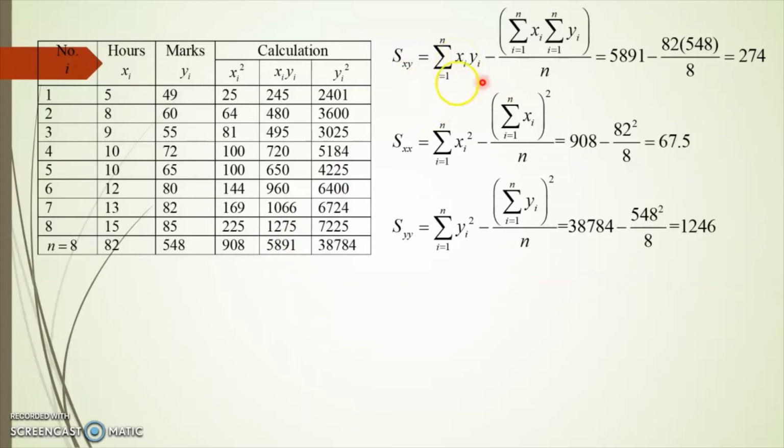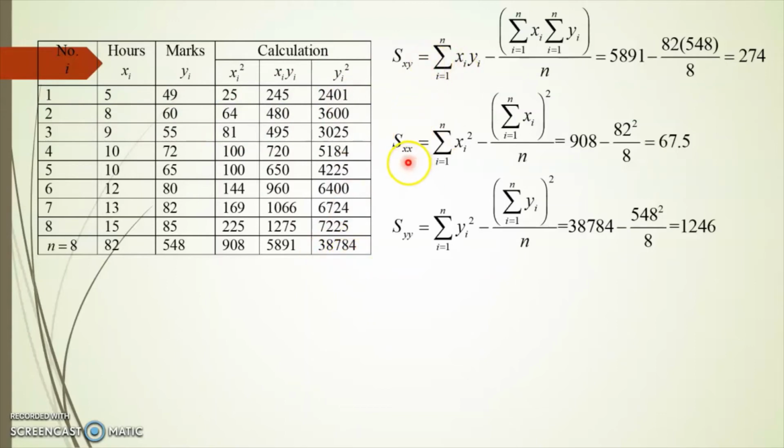Summation of xy. Again, class, you don't need to construct this table. Just learn how to use the calculator to get 5891 straight from the calculator without having to construct this table. And then the summation of y square is each y being squared, and then you sum up the square values, then that will give you 38784.